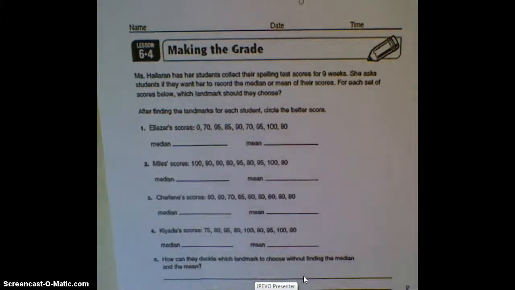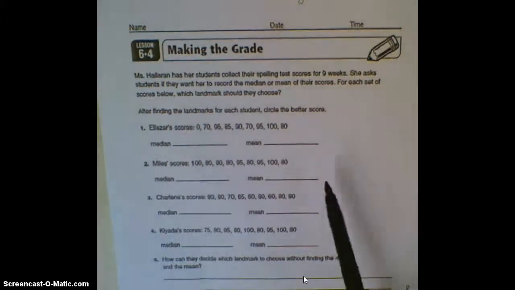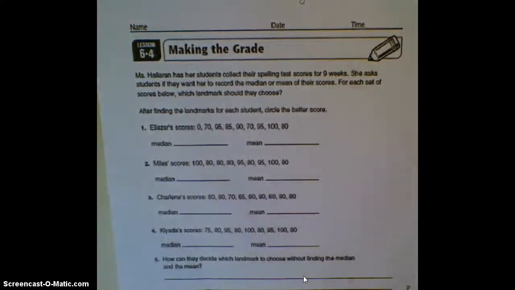Okay, fifth graders, so for tonight's homework, we're deciding whether the median or the mean is the better score. Thinking of that poem might help you with this one.